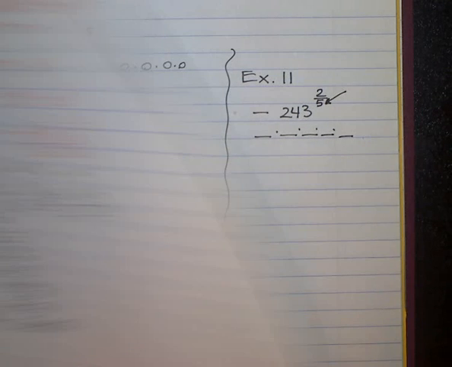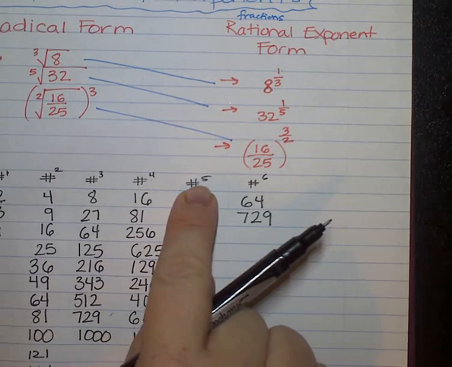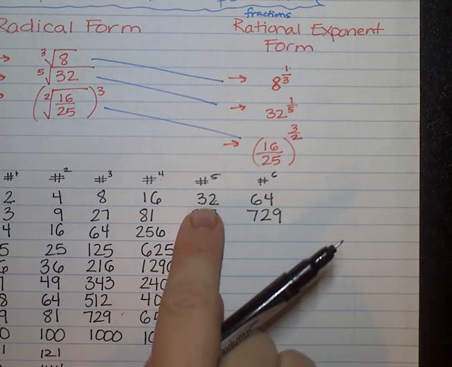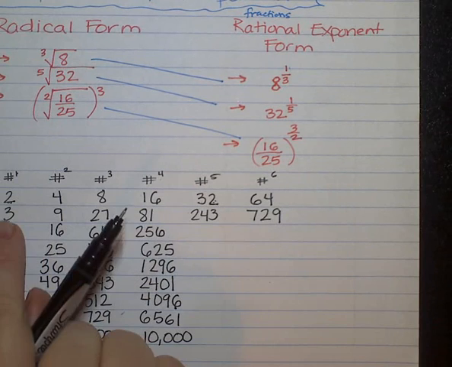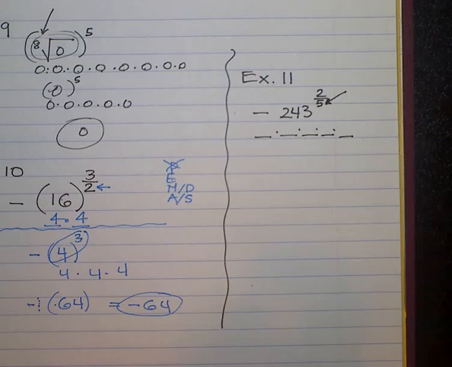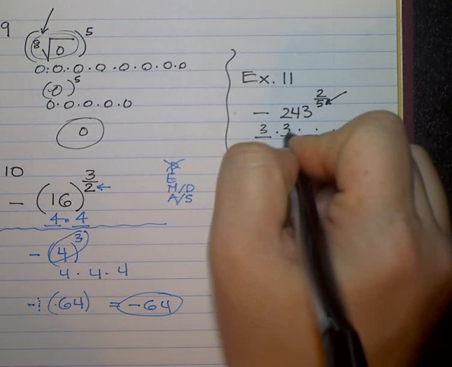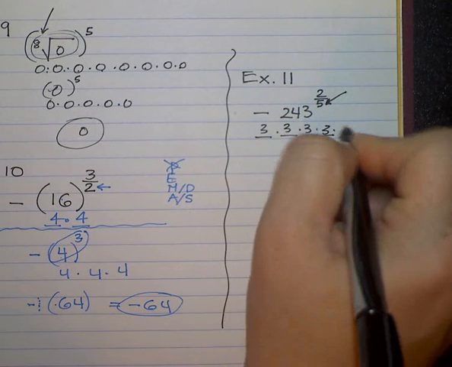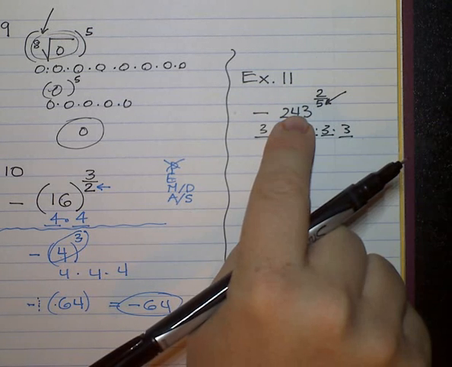So go to the column. That's a number to the fifth, and we're looking for 243, which is right here. So 3 to the fifth power is 243. I know if I take 3 times itself 5 times, I get a positive 243.